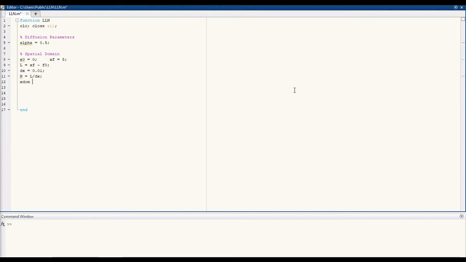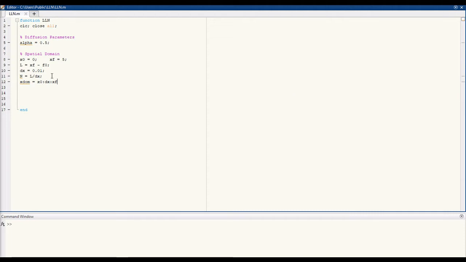So my x domain, which I'm going to represent by a vector xdom, is going to start from x0, go in steps of dx, all the way to xf. So that's going to give me a vector with all of my x values located in it, starting at 0 and going all the way out to 5.